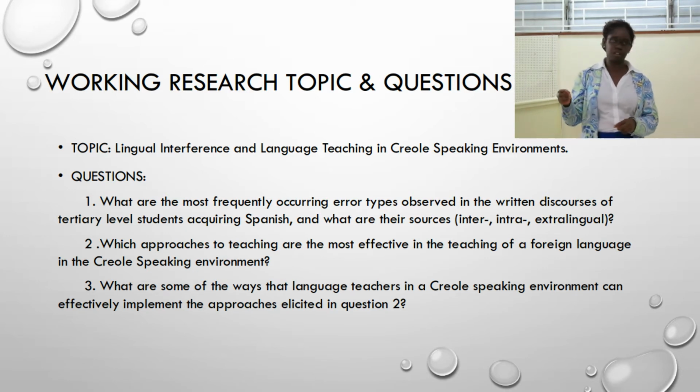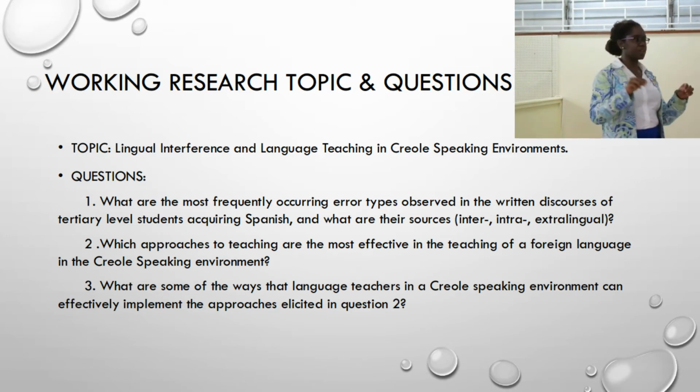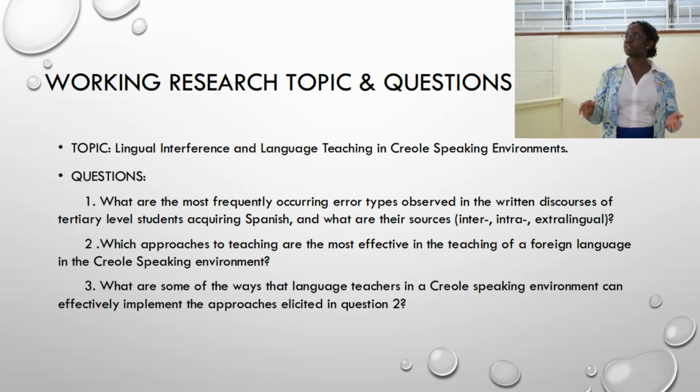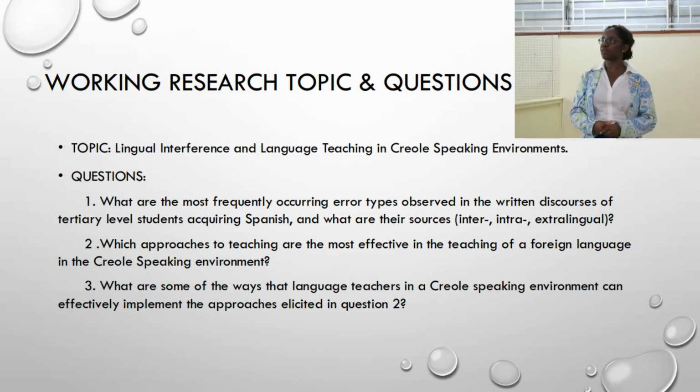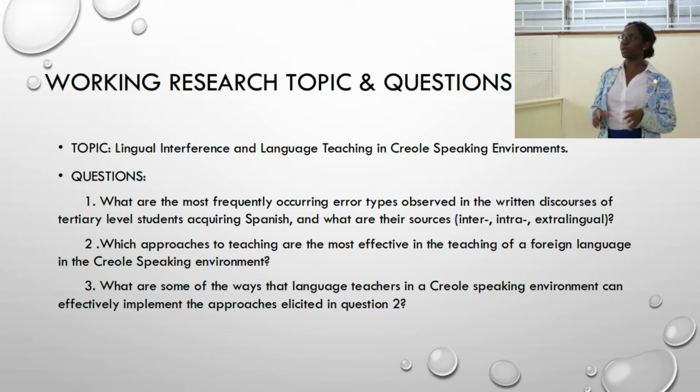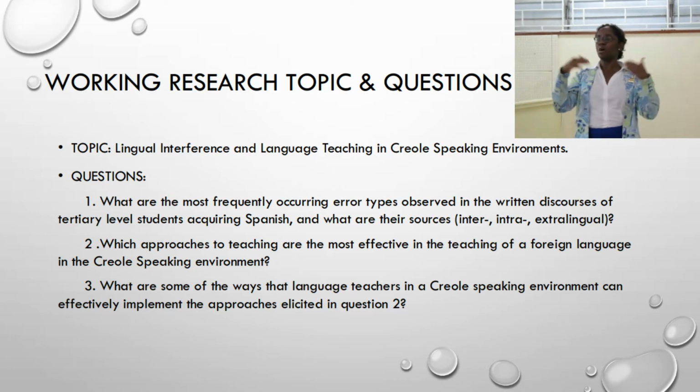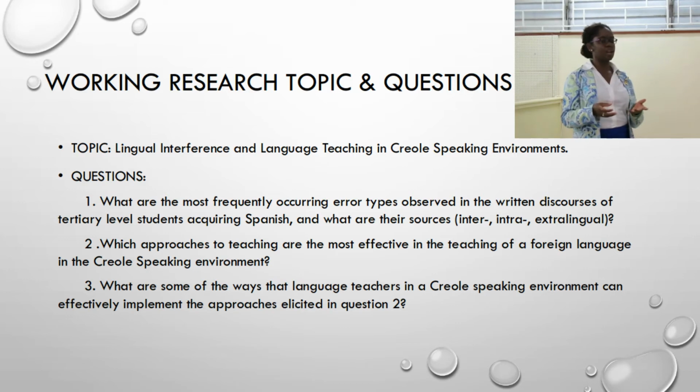It's lingual interference and language teaching, specifically in a Creole-speaking environment. Question one is, what are the most frequently occurring error types observed in written discourses of tertiary level students acquiring Spanish, and what are their sources? So how often are these errors occurring, which ones are the most difficult, and where are they coming from? Is it interlingual? Is it intralingual? Is it extralingual?